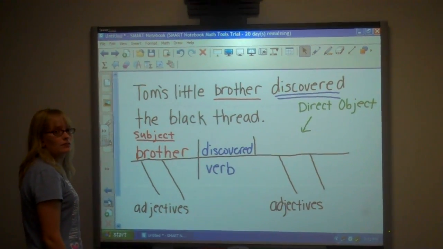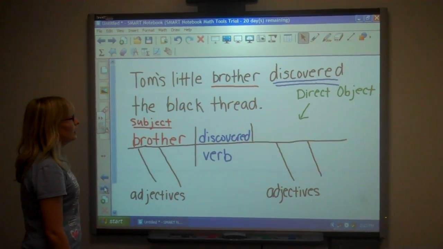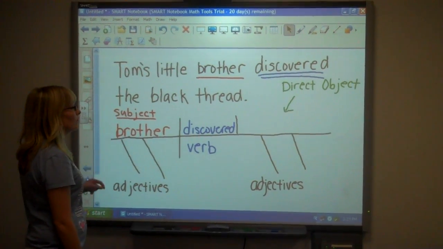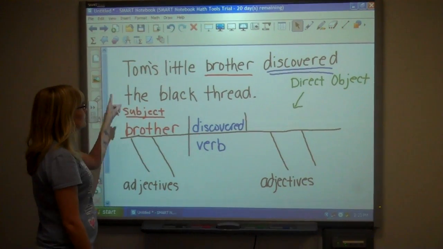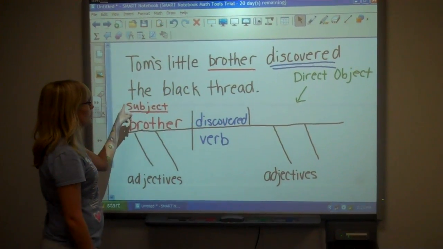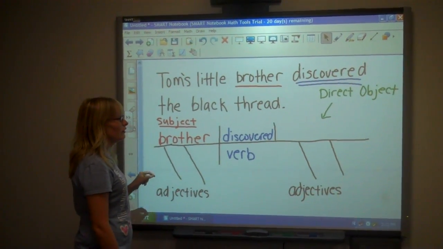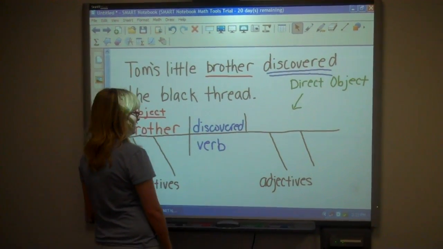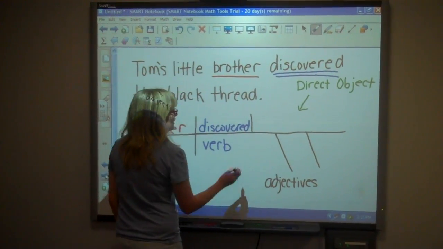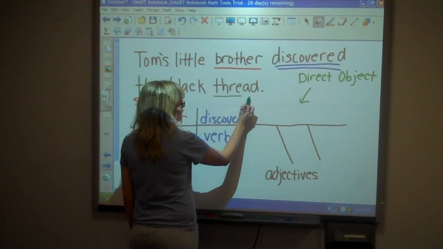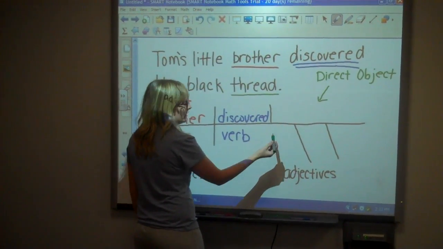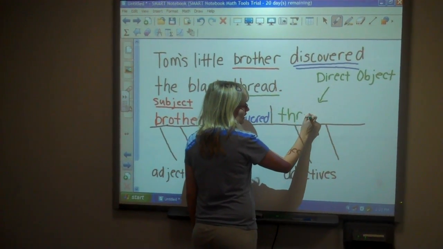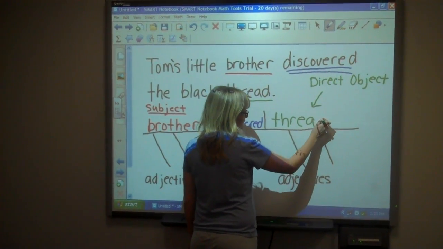Okay, so now we have the subject and the verb of the sentence, and now we're going to look for the direct object because it comes directly after the verb. So, Tom's little brother discovered the black thread. The object that he discovered was the thread. So then, we're going to place thread right here, like we did in the last sentence, because thread is the direct object.